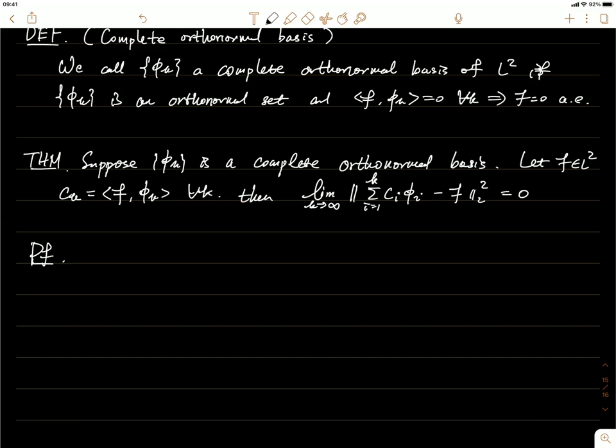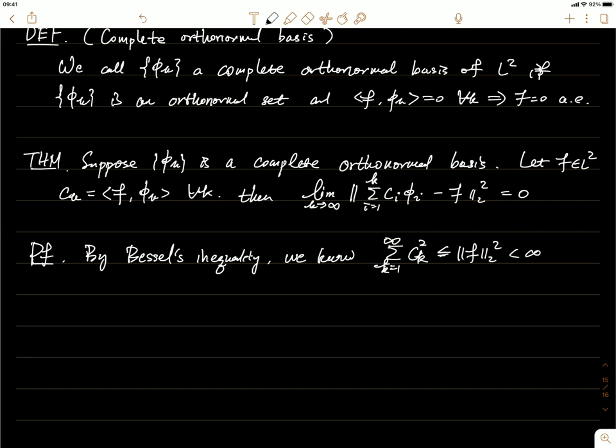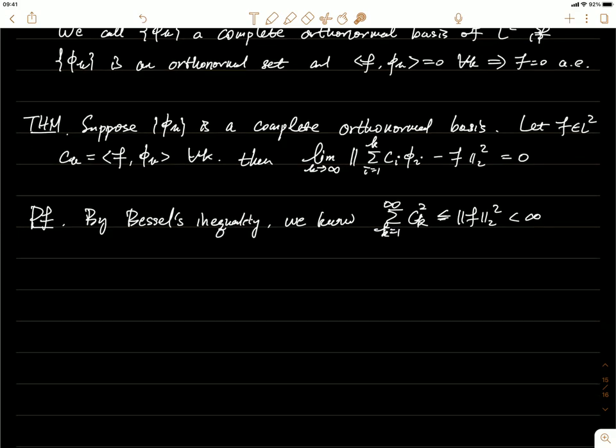First thing we can show is, because of the Bessel inequality, which is the one we showed earlier, the sum of c k squared, k from 1 to infinity, is less than or equal to the squared L2 norm of f. But f is in L2, so that means it's finite, and finite means that the series is convergent. That's one thing we know.